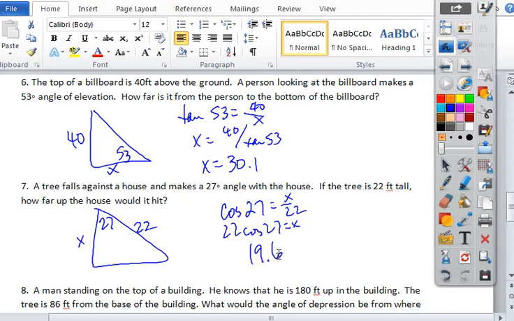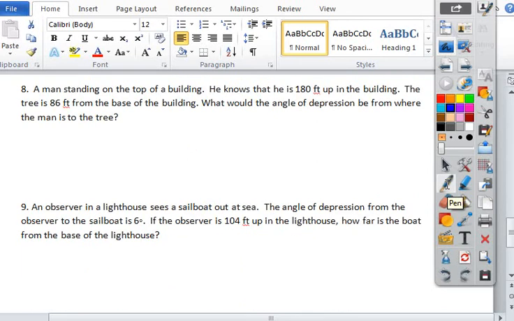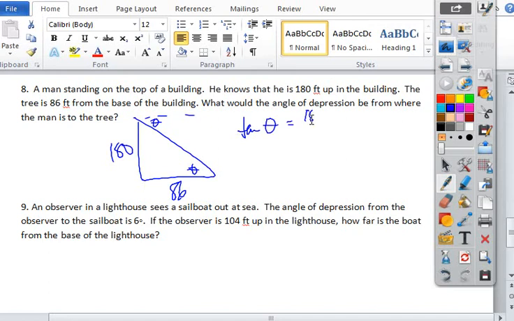All right, man is standing on top of a building. He knows that he is 180 feet up in the building. Where does that need to go? On the left, or side. So he's 180 feet up. The tree is 86 feet from the base. Well, base is bottom. What would the angle of depression be? Again, technically it's right there, but where do I need to put it? In that bottom. Elevation or depression winds up in the same spot. So I'm going to say tangent of theta equals 180 over 86. Do inverse tangent. It'd be 64.5.